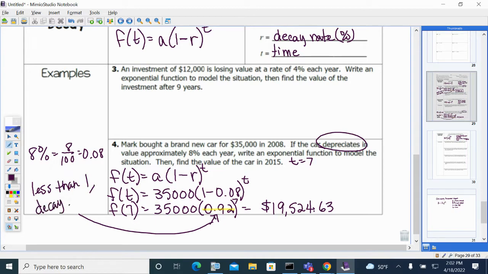Okay, so you might see questions where it's asking you, does this represent growth or does this represent decay? The hint there is whatever the number is, you got to look at the number that's attached to the exponent. And if that number is greater than 1, you got growth. If that number is less than 1, it is decay.